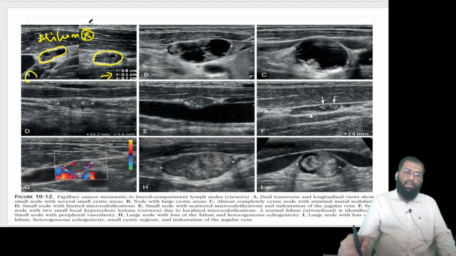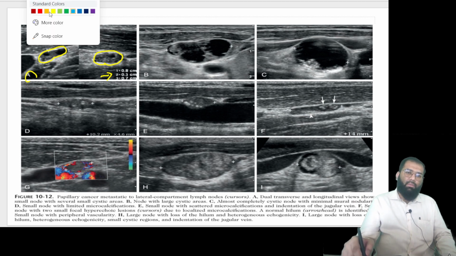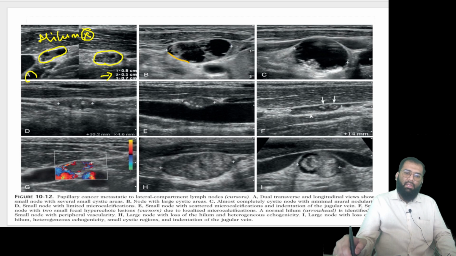Okay. Now let us come to another important image. So here you are able to see in image B that these are enlarged lymph nodes, and along with enlarged lymph nodes you are able to see multiple cystic areas within the lymph node. So you can see cystic changes within the lymph node also in case of papillary CA.